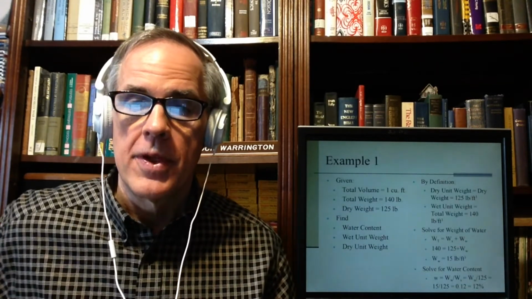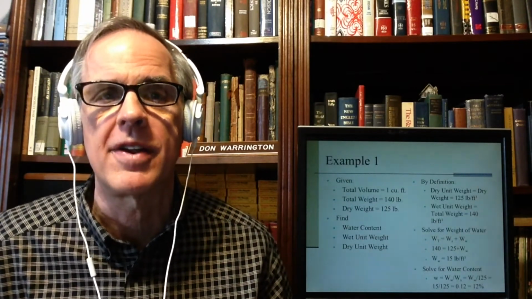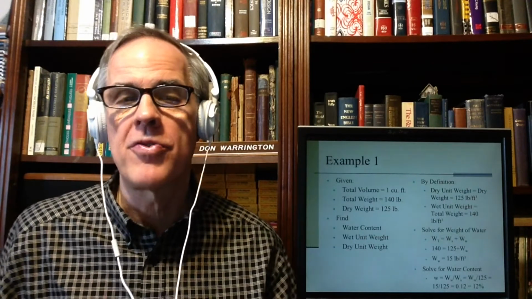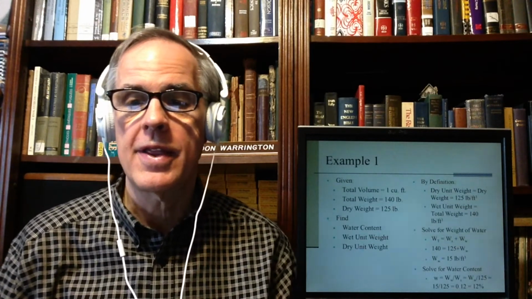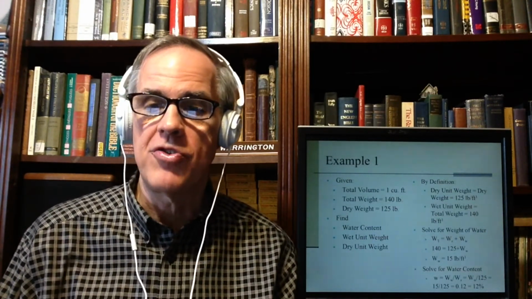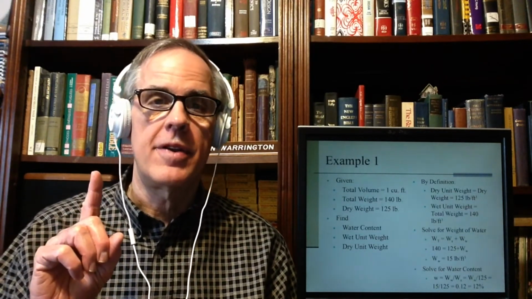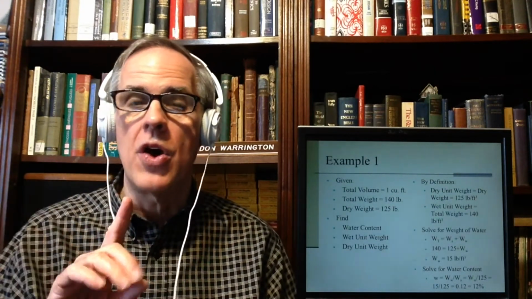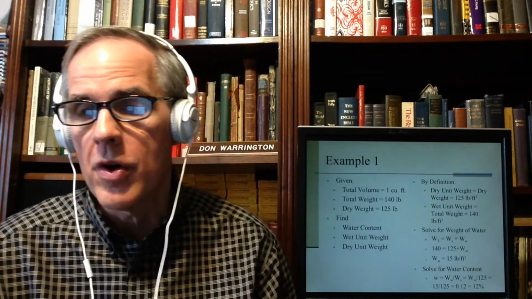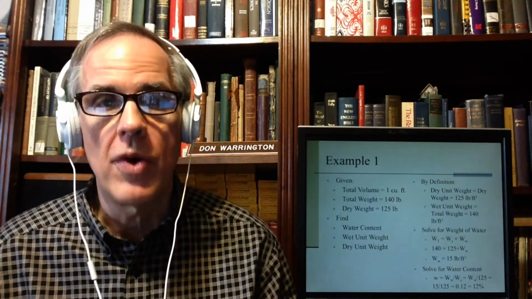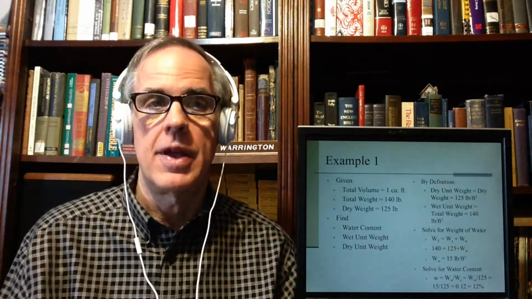So you simply say the total weight, 140, is equal to 125 plus W, and we're going to use the basic equations. That means the weight of the water, subtracting those two, is 15 pounds per cubic foot. Now the water content, by definition, is the weight of the water over the weight of the solids. That's important, because it's tempting to use the weight of the water over the total weight. No, it's the weight of the water over the weight of the solids. That's simply 15 over 125, because the dry unit weight is the total weight of the solids, which is 12%. And that's your first problem.